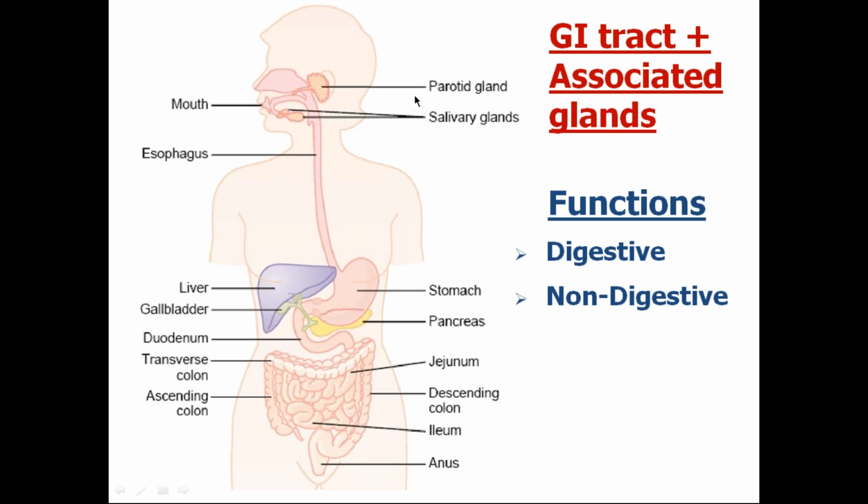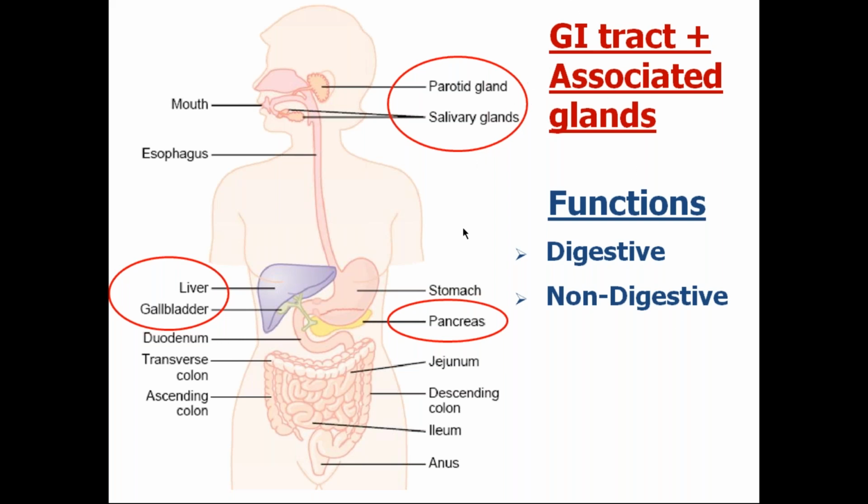Among the associated glands, you have primarily the parotid gland, which is a type of salivary gland. Of course, you have submandibular and sublingual, and there are accessory salivary glands as well. Another associated gland is the pancreas, which by means of the pancreatic duct secretes into the duodenum, so its secretions reach the small intestine. The third associated gland is the liver along with the gallbladder.